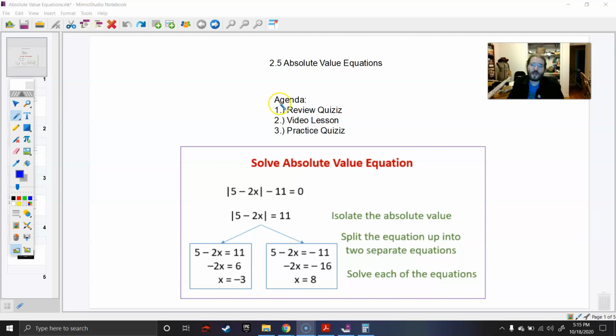So today we're going to be doing absolute value equations. Your agenda for today: if you have not completed your Do Now task, please do that. That's our Do Now quizzes, so our review. We have our video lesson and then a practice quiz.